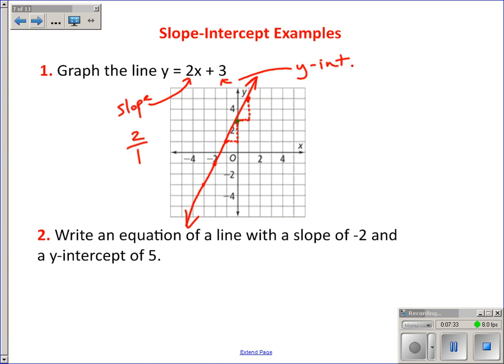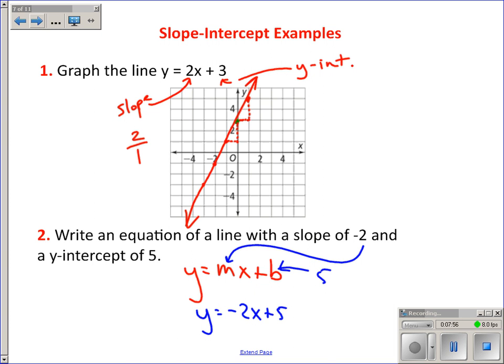Okay, question 2, write an equation of a line with a slope of negative 2 and a y-intercept of 5. Well, the equation of the line is y equals mx plus b, and the slope, m, is negative 2, and the y-intercept is 5. So the equation is y is equal to negative 2x plus 5.